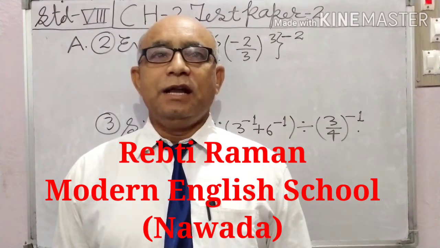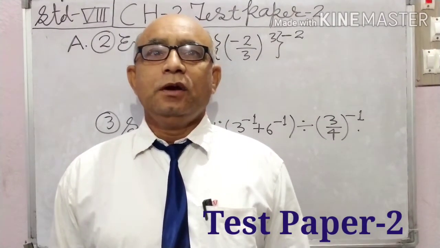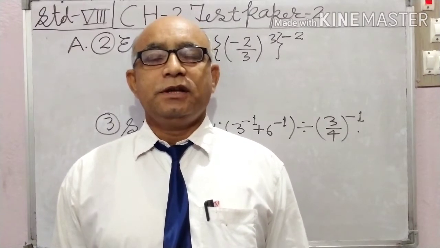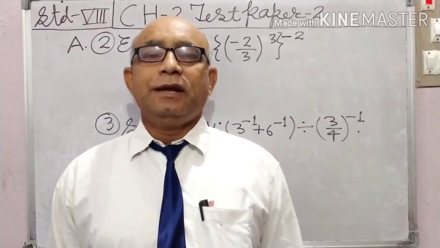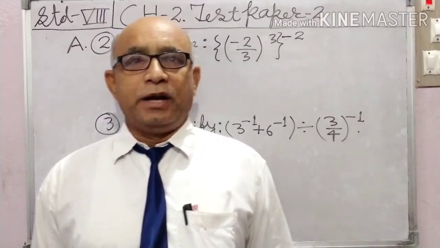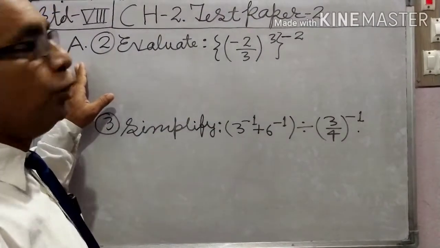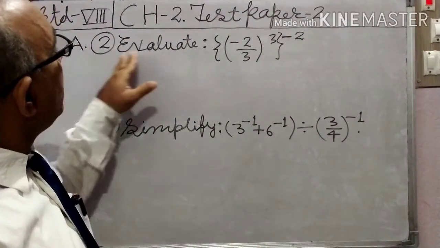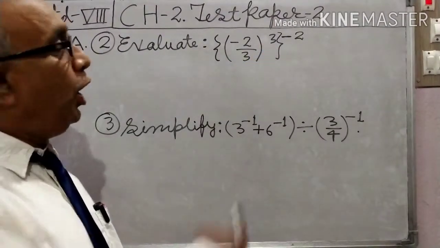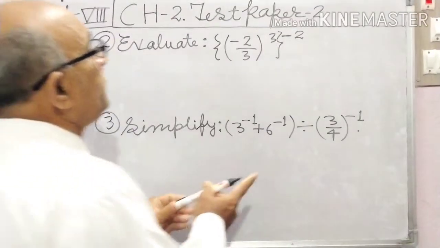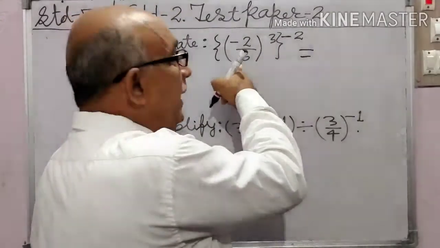Students, today I shall solve test paper 1 of chapter 2, Exponents. It is the common exercise of exponents. In test paper 2, question number 2 of group A: evaluate (-2/3)^3 whole power -2. First of all, we find the value of (-2/3)^3.